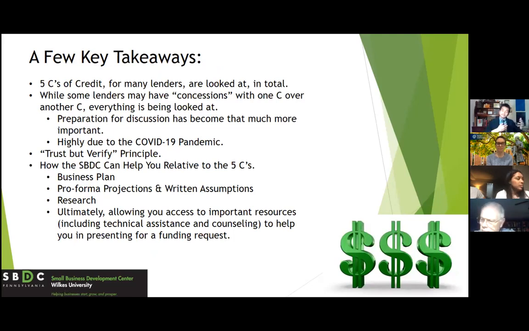And when there is a deficiency in a particular C, that's a situation that you want to address. You want to anticipate and you want to prepare for discussion, because these are the foundations that they use when you get right down to it to make credit decisions. These 5 C's are what can differentiate a loan approval and a loan denial, okay?